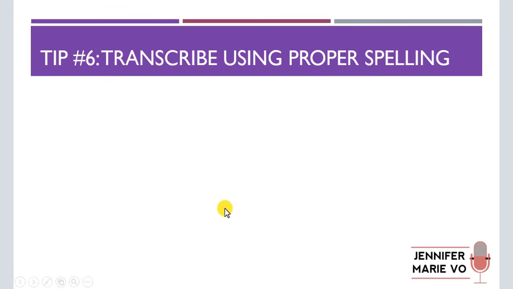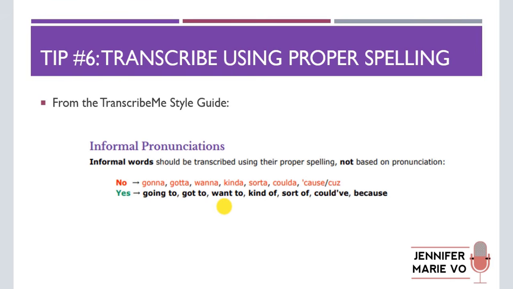Okay? Tip number 6, transcribe using proper spelling. From the TranscribeMe Style Guide. Informal pronunciations. Informal words should be transcribed using their proper spelling, not based on pronunciation. So if someone says gonna or gotta or wanna, don't spell it like this. Again, this is important because other transcribing platforms want you to do the informal way, but TranscribeMe does not. They want you to write going to, got to, want to, etc.